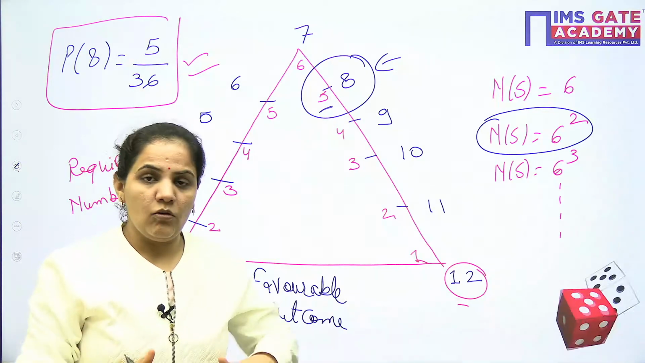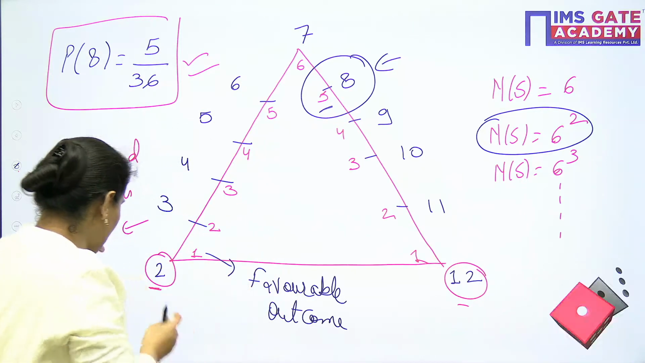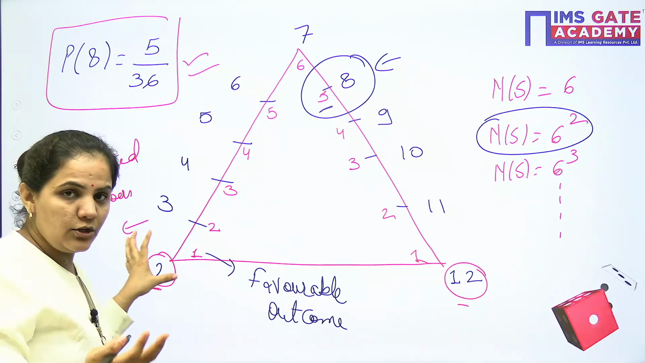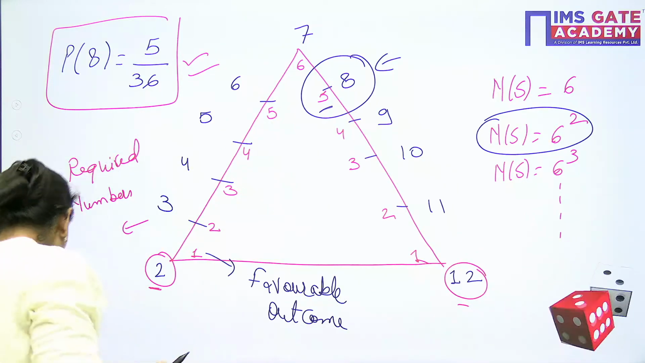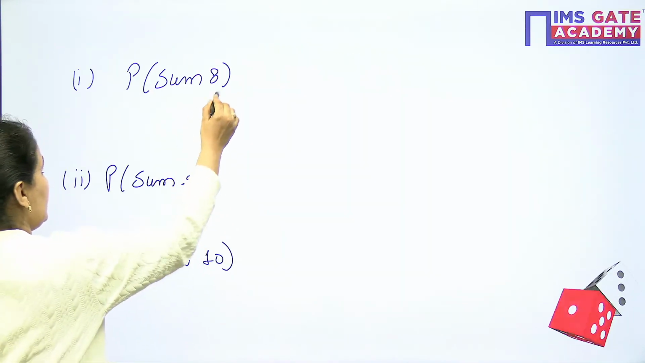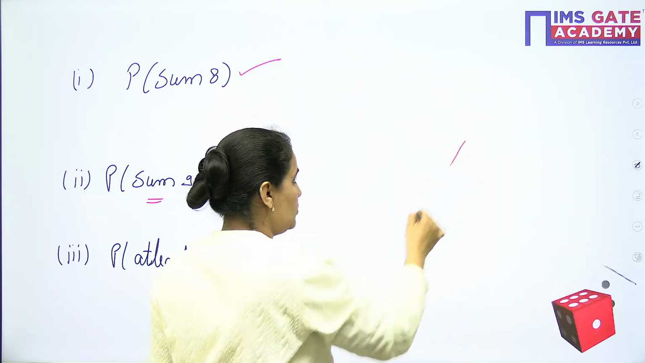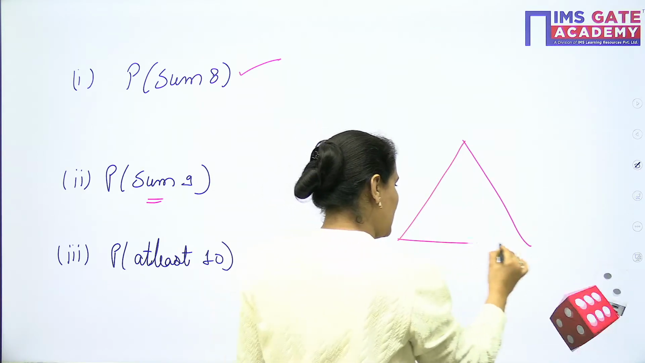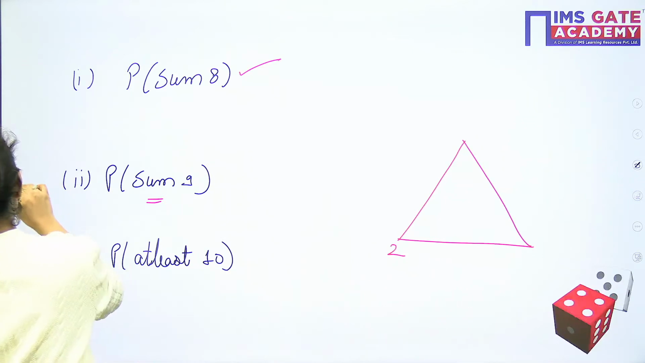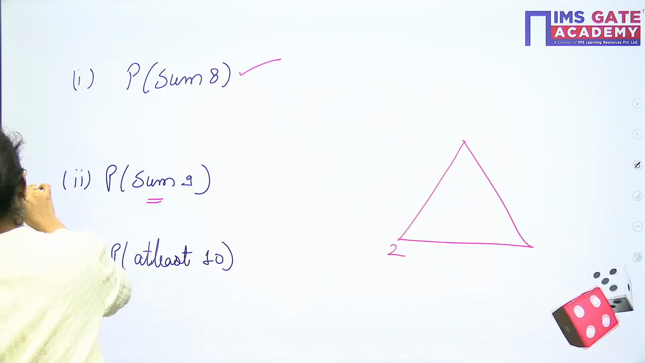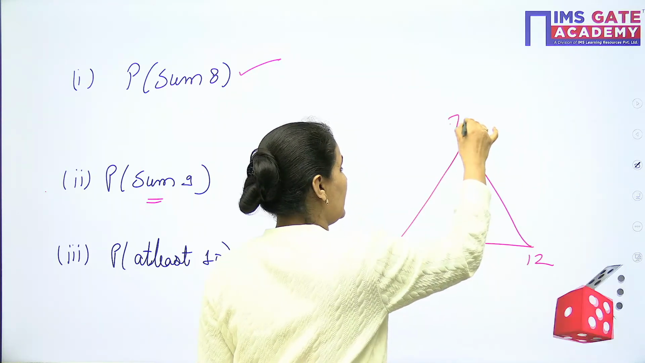And it will take maximum 10 seconds. What you need to do is just frame this triangle in a small size in a corner of your page, and you can directly identify the required answer. Suppose you need to find the sum 9. You just frame it in a small size, starting from 2, ending at 12, and in the middle you can write 7.